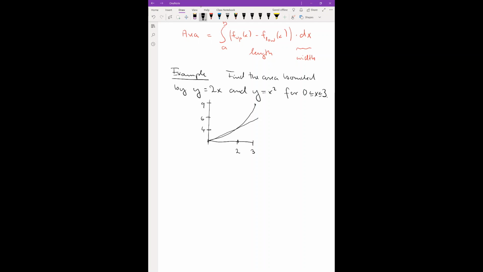So what area are we talking about? The area between the two curves is the area in this region here, which is bounded by the line and the parabola. And then between 2 and 3, it's this area here.